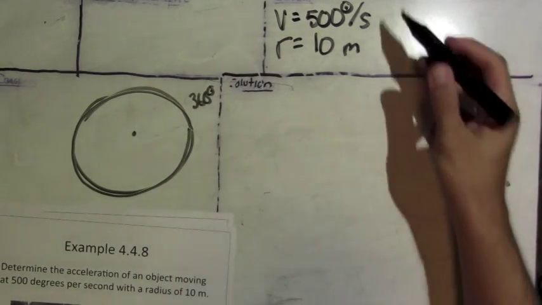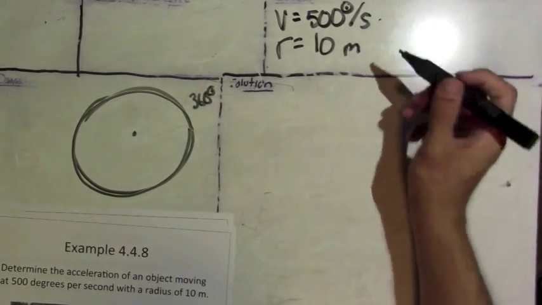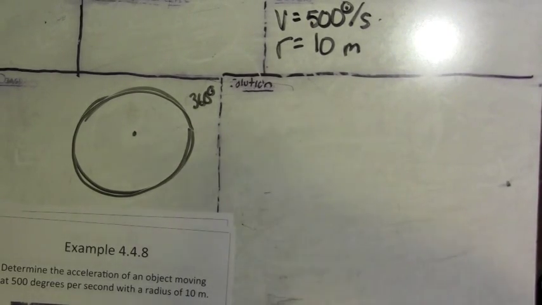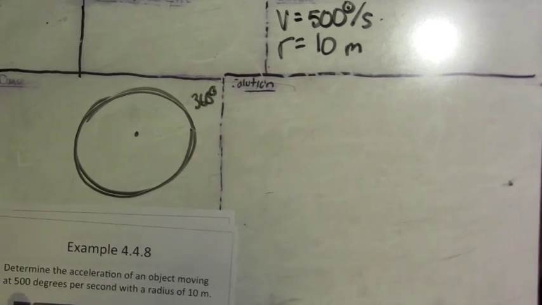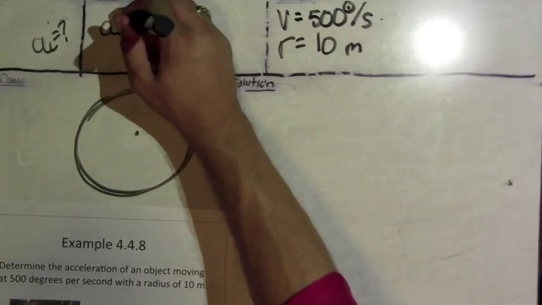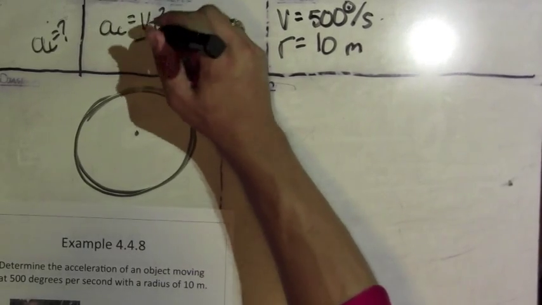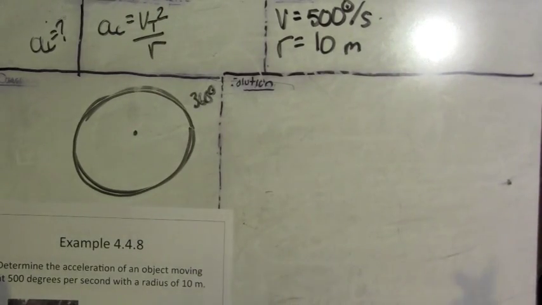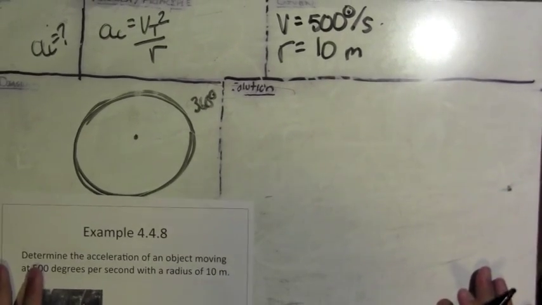So what I'm going to do is I have to convert this velocity value. I have got to get to meters per second so that I can deal with it. So remember, I'm trying to solve for centripetal acceleration. That's equal to the velocity squared divided by the radius. So now let's take a look at what we got.